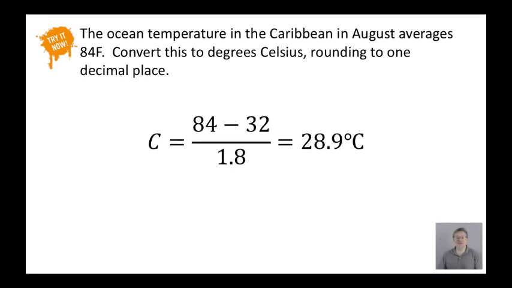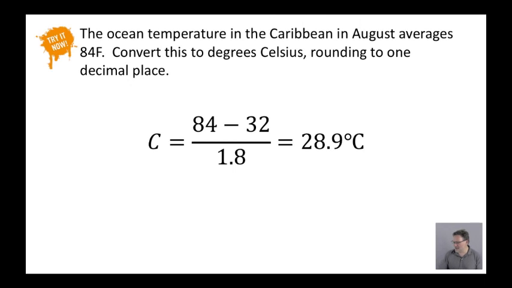Welcome back. Well, we use the version of the equation that doesn't have a fraction in it, the one that has 1.8 in the denominator. We plug in a value of 84 degrees Fahrenheit into this and we get 28.9 degrees Celsius. Again, we're rounding to 1 decimal place, 28.9.